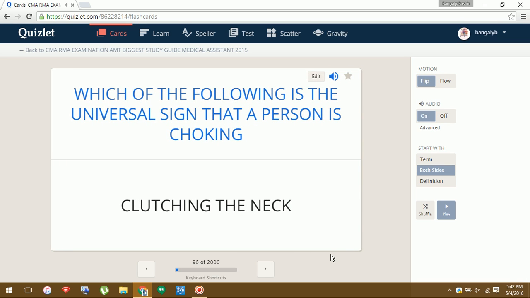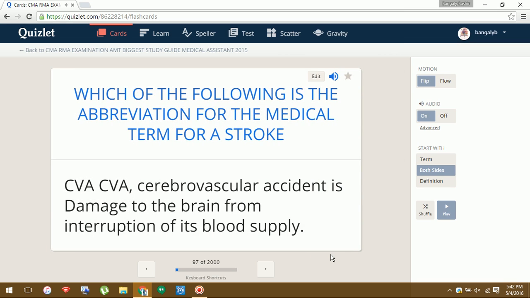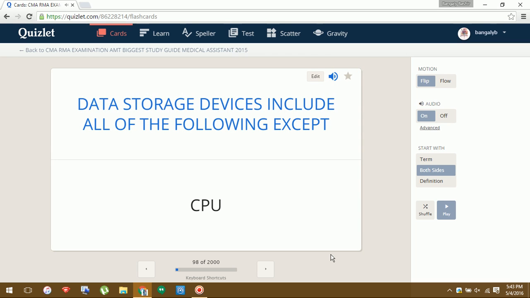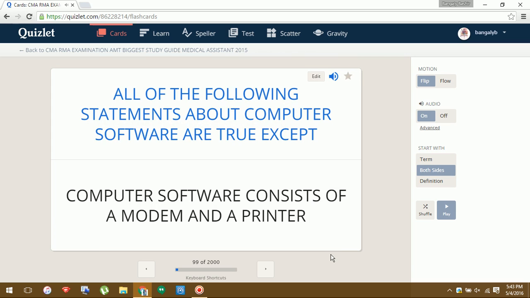Which of the following is the universal sign that a person is choking? Clutching the neck. Which of the following is the abbreviation for the medical term for a stroke? CVA. Cerebrovascular accident is damage to the brain from interruption of its blood supply. Data storage devices include all of the following except CPU. All of the following statements about computer software are true except computer software consists of a modem and a printer.